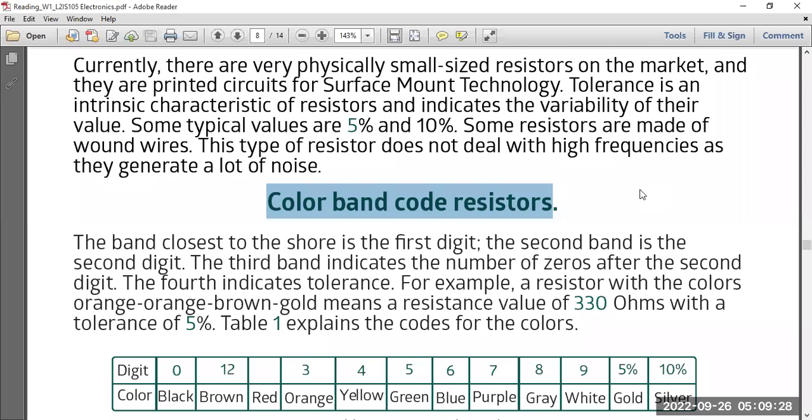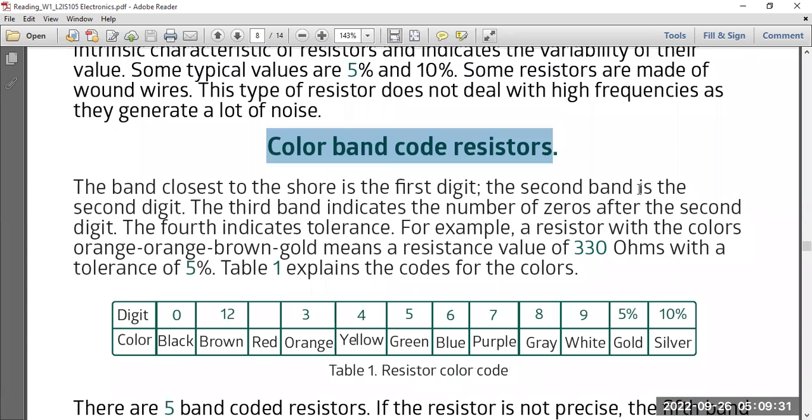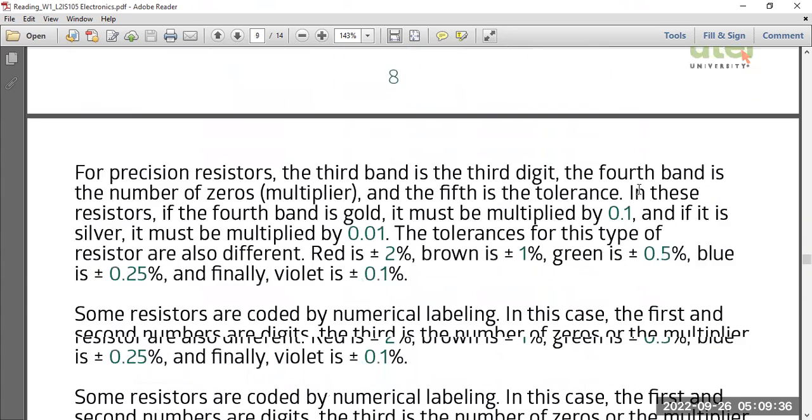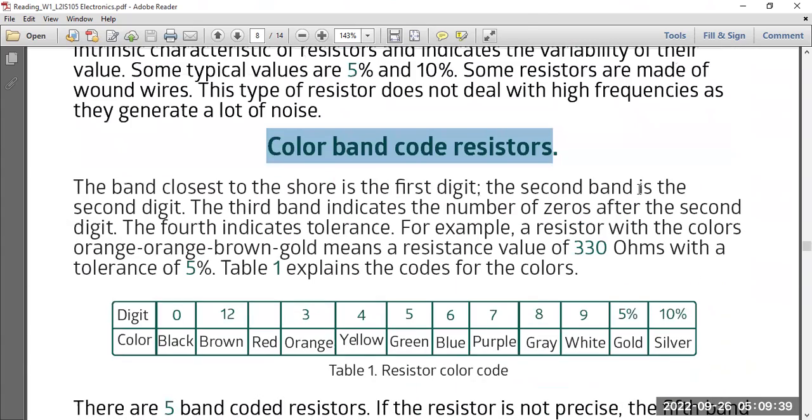So first of all, we should understand what we mean by color band code resistance. Actually, the resistors which are available in the market, if we buy or see them, there will be certain lines on the resistor. These lines have certain indications, and these lines are of different colors for different indications.